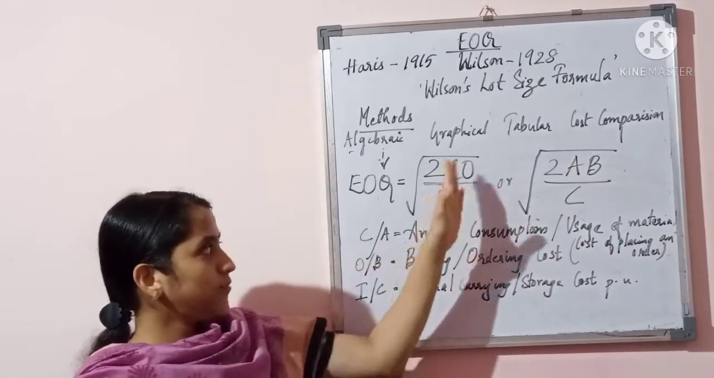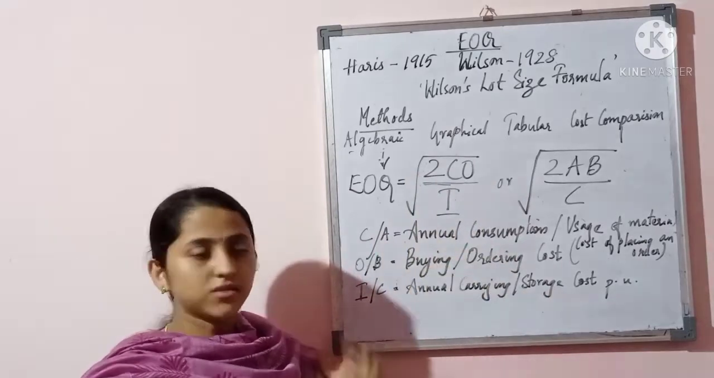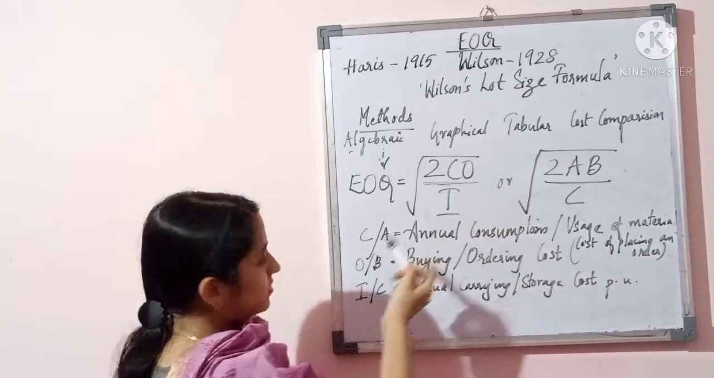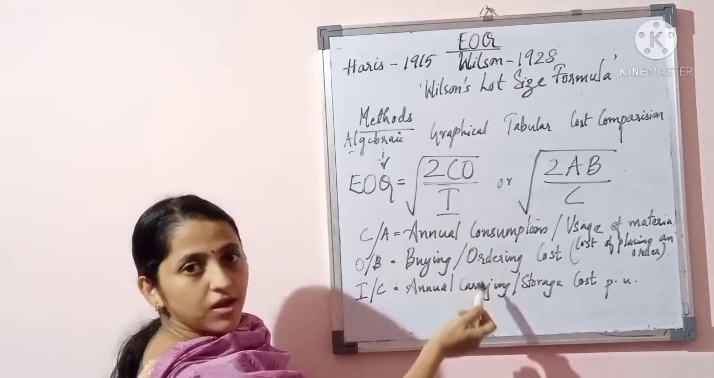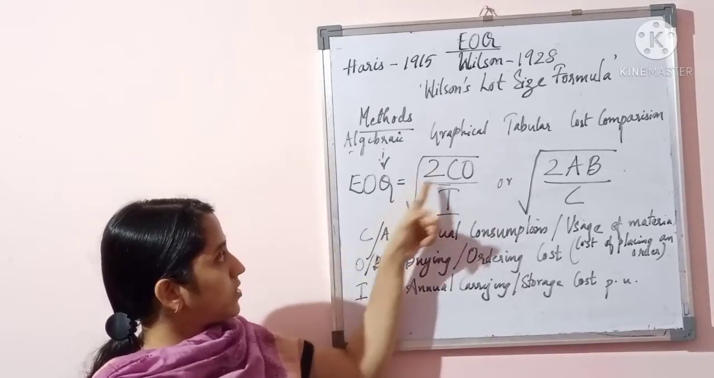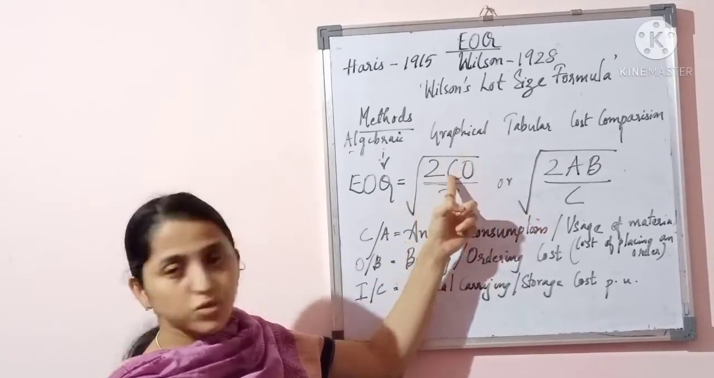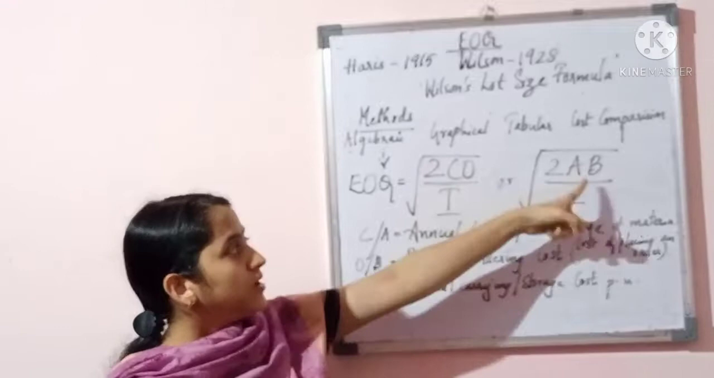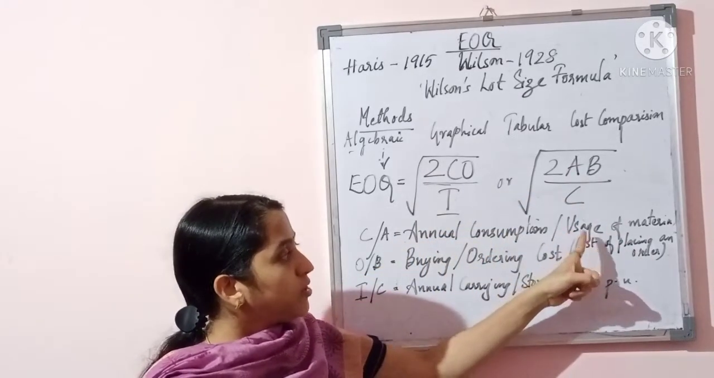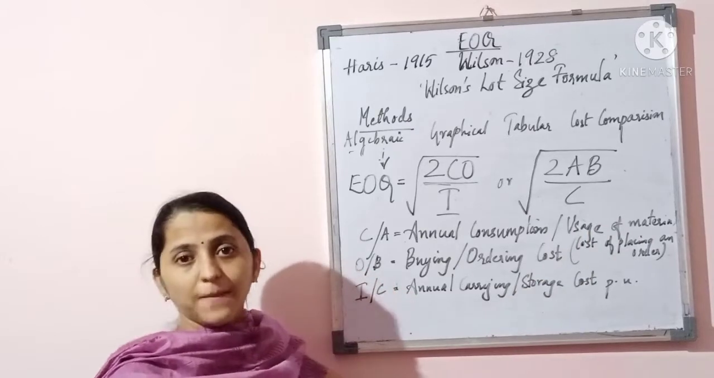Okay, let's see what all these letters stand for. Both are the same formula, just the letters are different. The letters are being abbreviated here. Okay, first one, this is C in 2CO, or this A. It stands for annual consumption or usage of material.